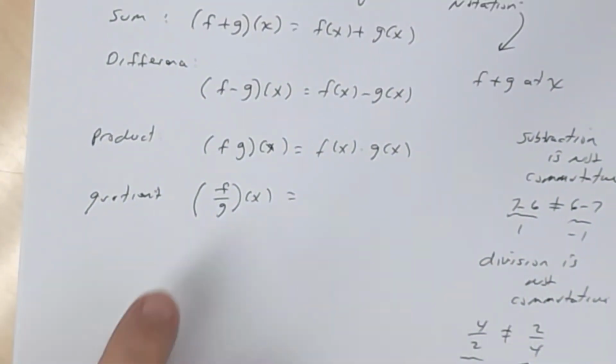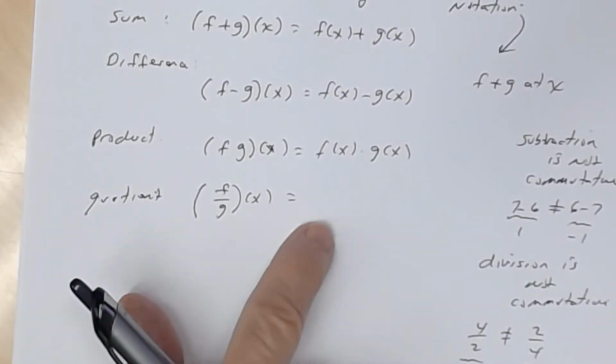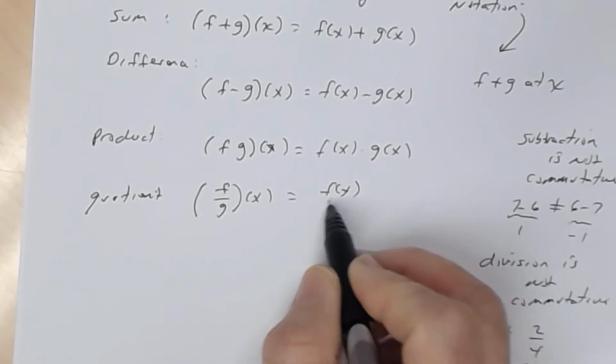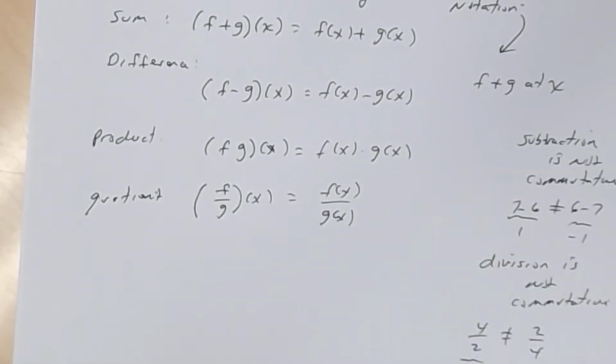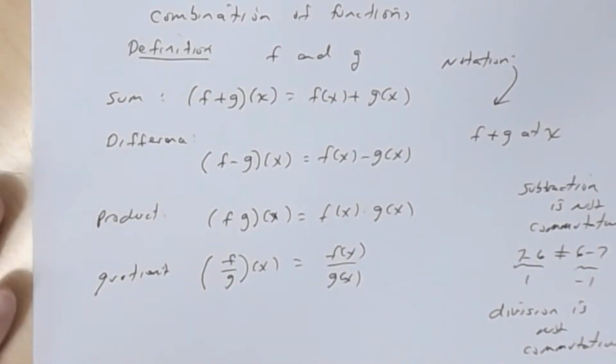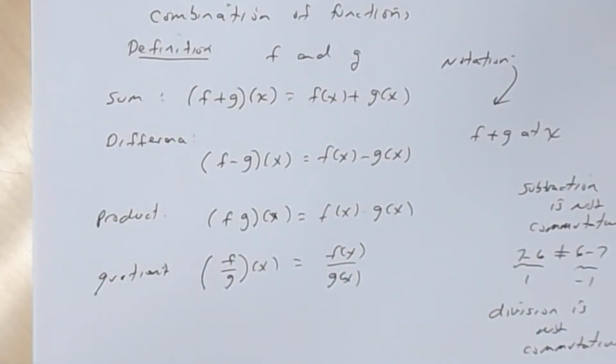So if f is in the numerator, f goes in the numerator. If g is in the denominator, g goes in the denominator. That's going to be f of x divided by g of x. So those are the definitions. Now, combination of functions is an easy thing. Almost every student does not have any difficulty with this. It's easy to deal with.